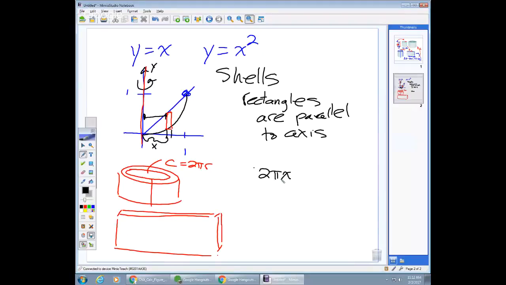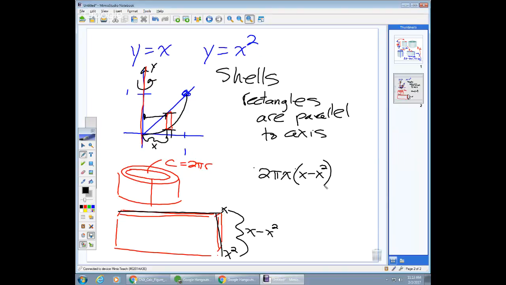That's across here. I also need the height of this thing. The top of it is the line y equals x, and the bottom of it is the line y equals x squared. So if the top is x and the bottom is x squared, what's the distance in between? It'd be x minus x squared, correct? And that's my height here. So I'm going to have to multiply by my height, x minus x squared.